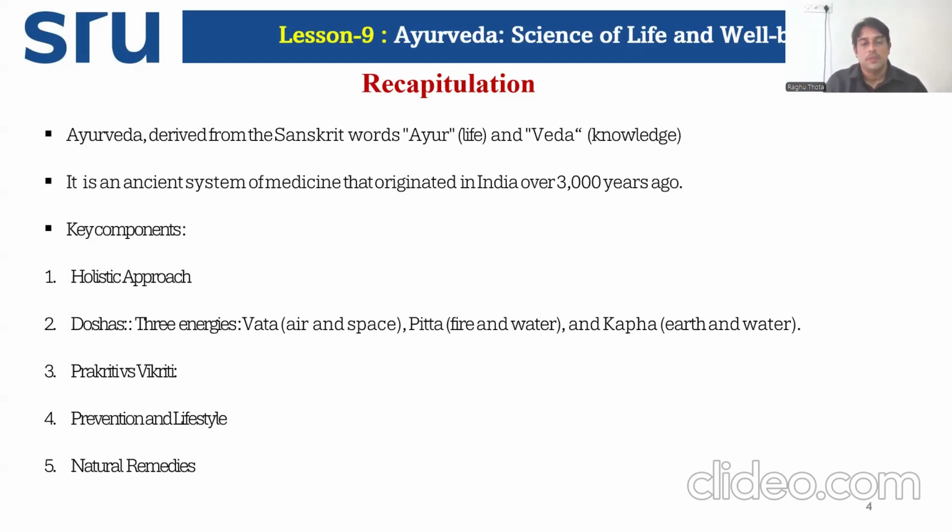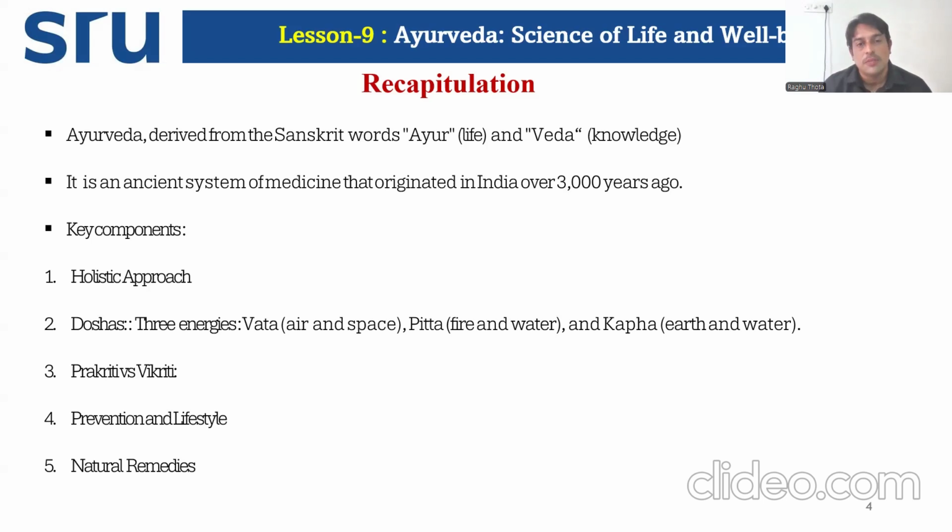Now let's move on to the recapitulation of lesson number 9, Ayurveda, Science of Life and Well-being. If we talk about ancient knowledge, we cannot see it without Ayurveda. The greatest boon given by our ancestors to modern civilization is Ayurveda. Ayurveda is derived from the Sanskrit words Ayur, meaning life, and Veda, meaning knowledge. It means the knowledge of life. So Ayurveda suggests how to lead a right and good lifestyle.